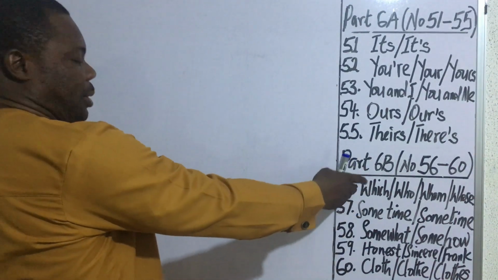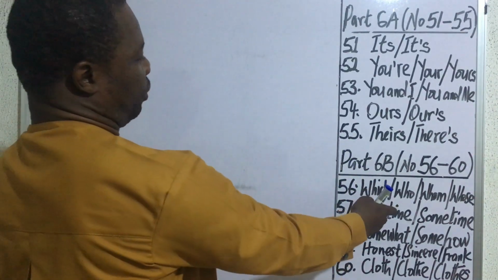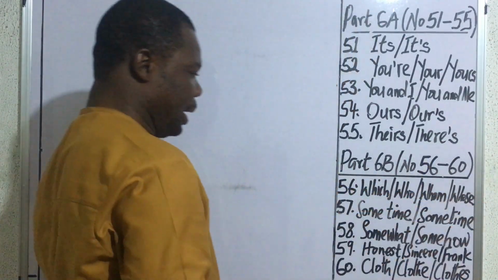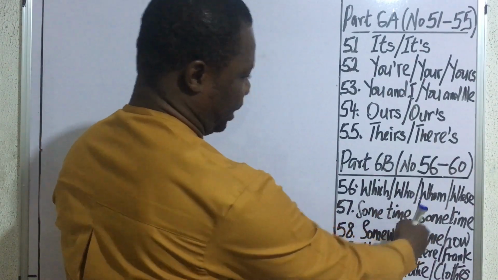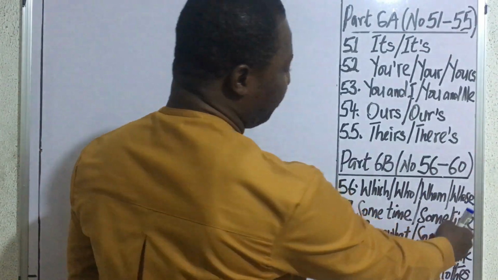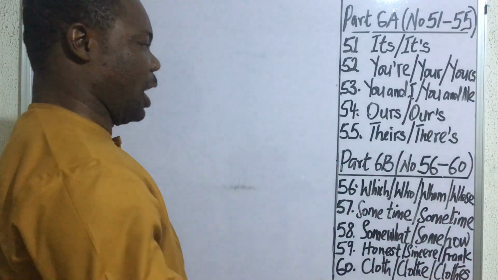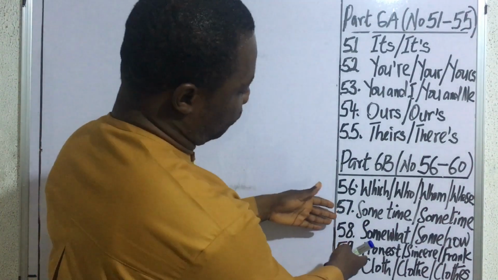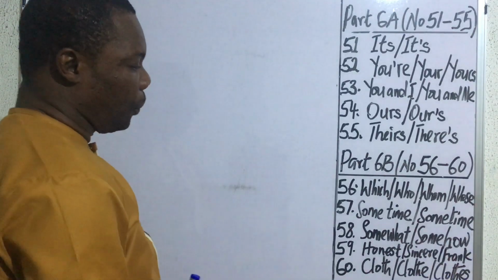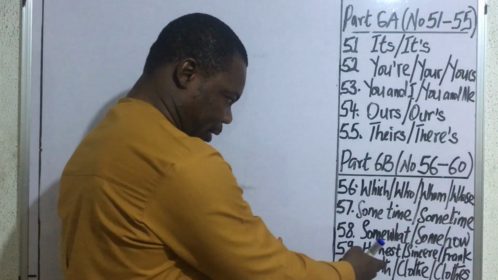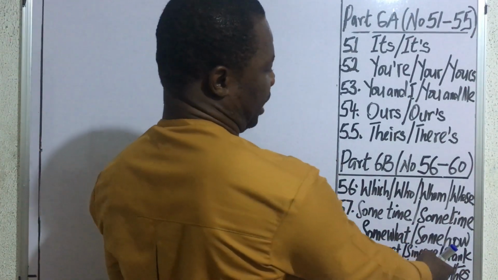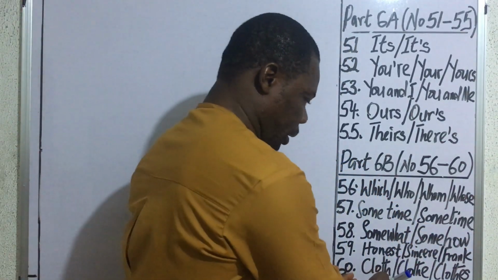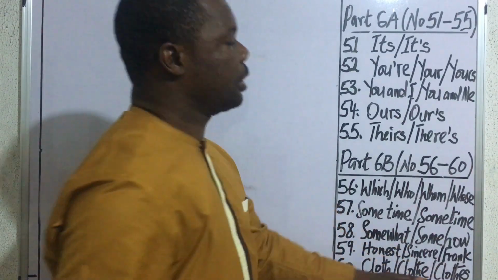For word number 56, we shall be considering things like which, who, whom and whose, and then sometimes separated, and sometime, and we shall also add another word like sometimes, the one that carries an s. And then for word 58, we'll be looking at some words like somehow, and 59, we'll be looking at honest, sincere and frank. And then number 60, we'll be looking at cloth, clothes, and clothes.